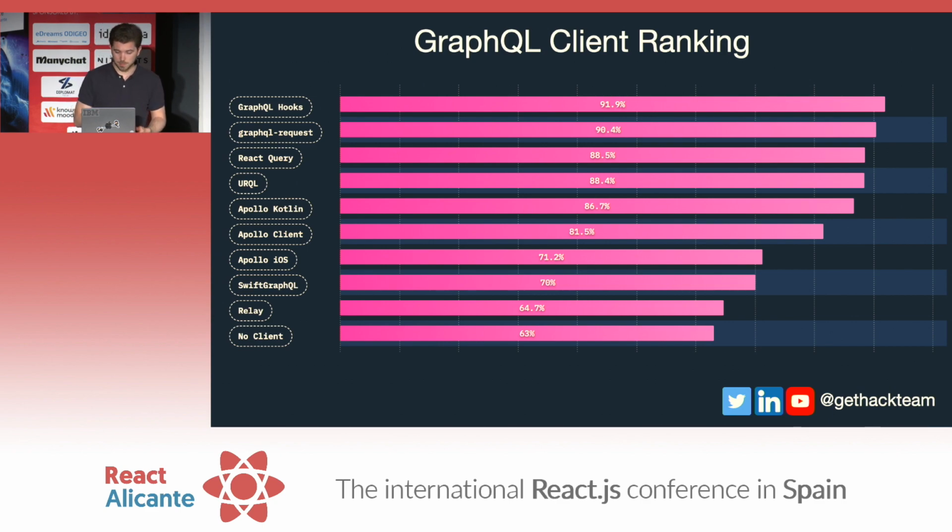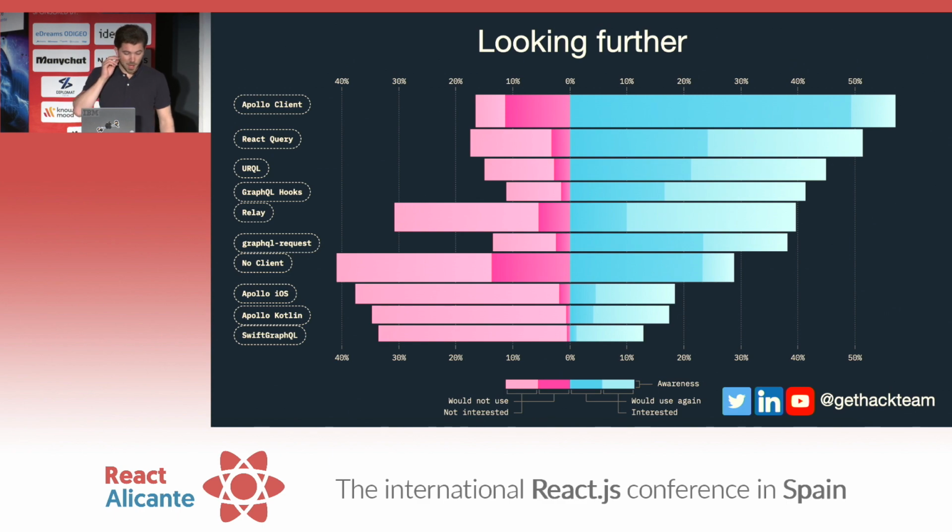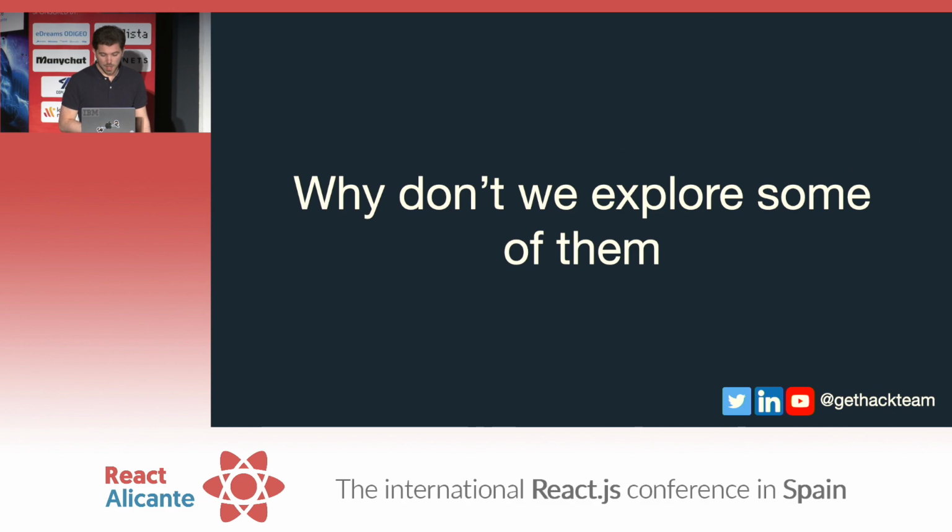Of course, there's GraphQL Request there, and React Query, Urql, and also Apollo Client, which is probably the most talked about GraphQL client. If we deep dive a bit further, you can see that Apollo Client is popular amongst users, so people that are using it are happy with it. Same for React Query and most of the other ones. Actually, most people are not really interested in using no client. So maybe that's a good thing to know as well.